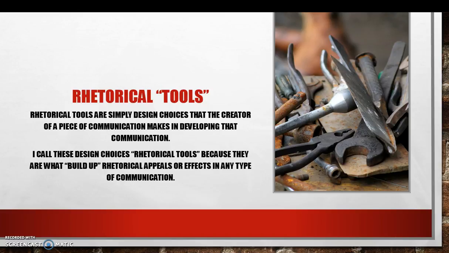In a commercial video, the rhetorical tools might include decisions about lighting, setting, actors, dialogue, music, camera angles, and so on. In written communication, the rhetorical tools might include organization, tone, word choice, source incorporation, etc. The rhetorical tools are basically all of the choices that go into producing the piece of communication.